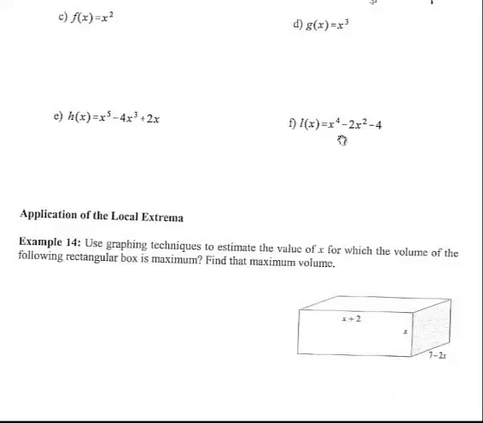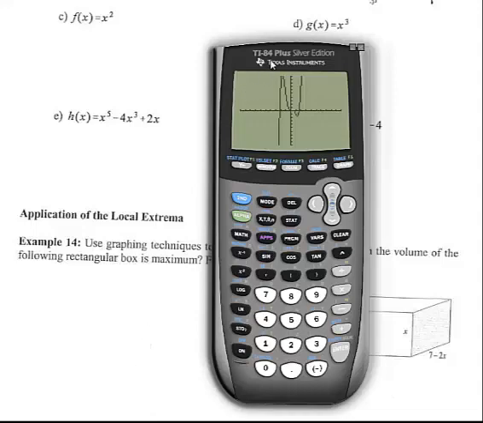And that same rule applies to polynomials that have even exponents. As in the case of L, we have exponents of 4, 2, and 0. Let's graph it and take a look at what it shows us.